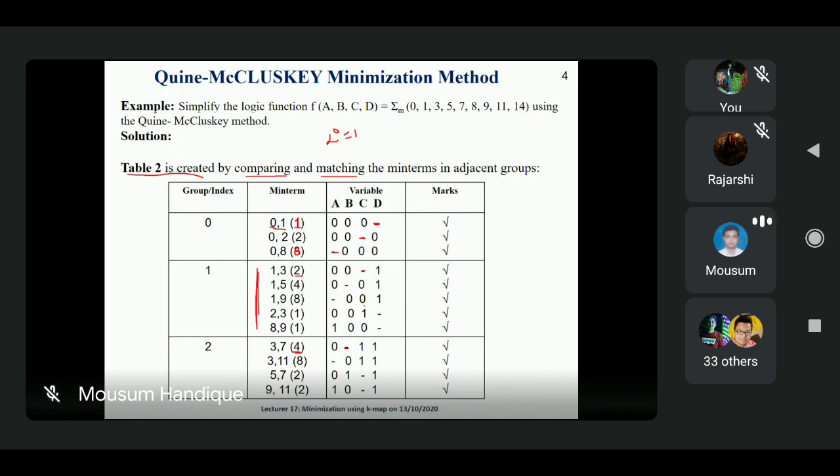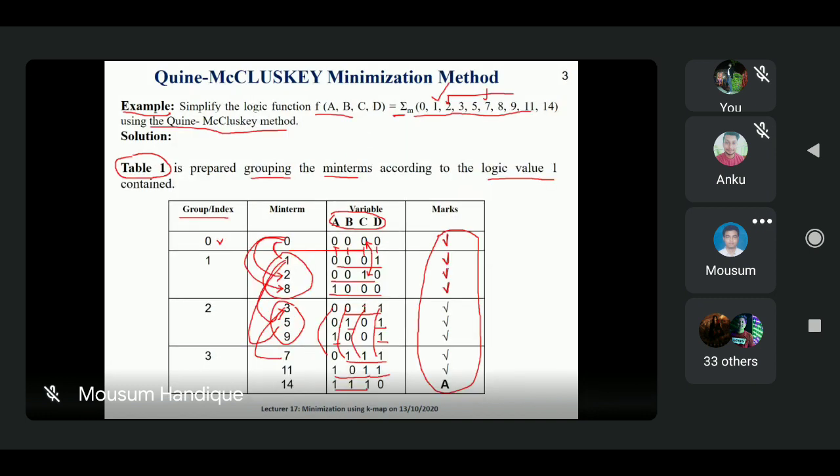Any doubt this one? No, sir. Any doubt this one? No, sir. Okay. But remember one thing, why I am writing here A?